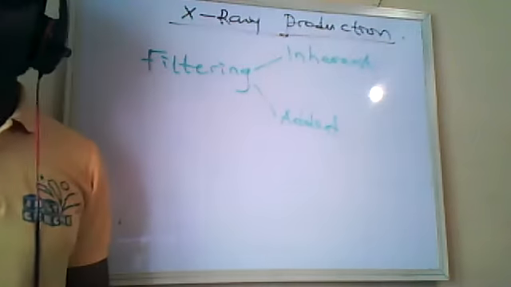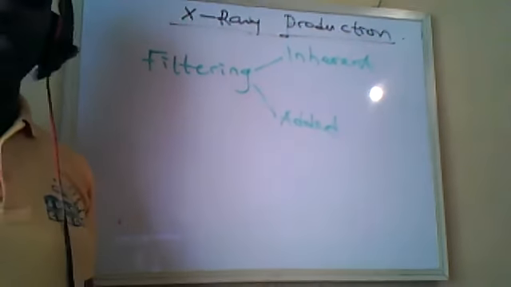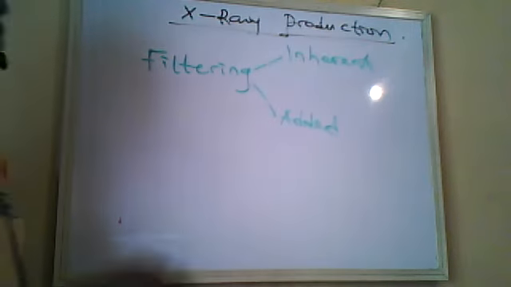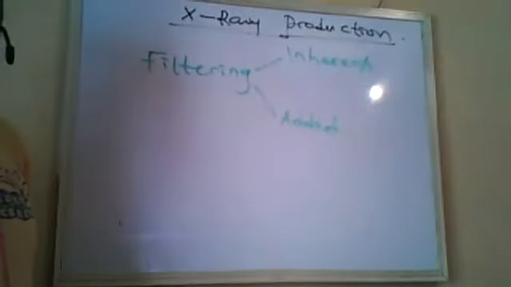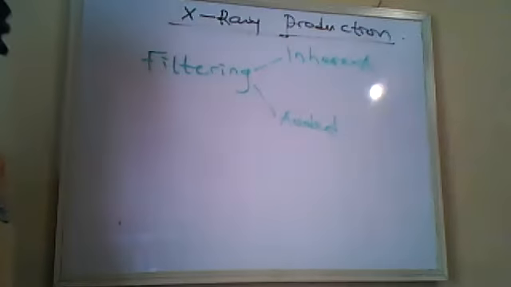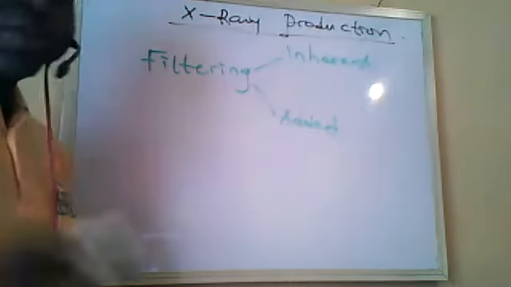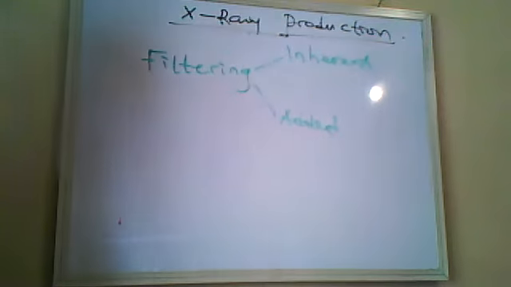The inherent filters, you have so many of them. The cooling oil inside the tube is part of the inherent filter because it causes some attenuation of the X-ray beams coming out. We also have the window, the beryllium window, depending on the type of radiography we are doing. If it is mammography, we typically use a plastic window just to make sure we don't remove so much of the low energetic X-rays, because they are needed more in mammography. So the window provides a kind of attenuation, so it's also an inherent filter.